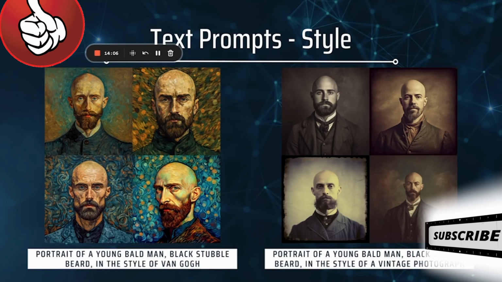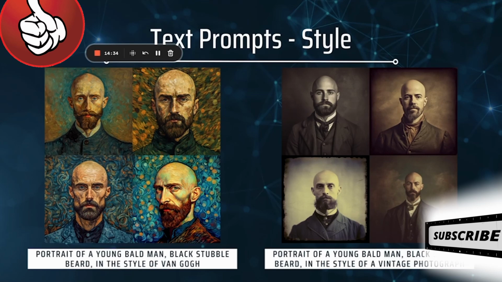So this is literally what it looks like. It's in the style of Van Gogh, and it fits the exact prompt that we gave it. This next prompt: portrait of a young, bald man, black stubble, beard, in the style of a vintage photograph. So obviously this image is my great-great-great-great-grandfather from the 1800s, obviously. That's what he would look like, the guy in the top right. I assume that is what my great-great-great-grandfather would have looked like.